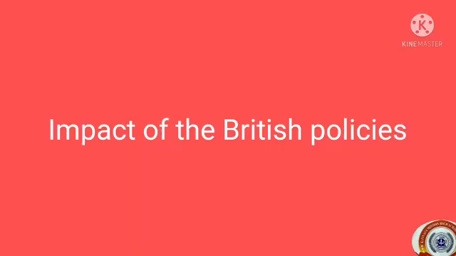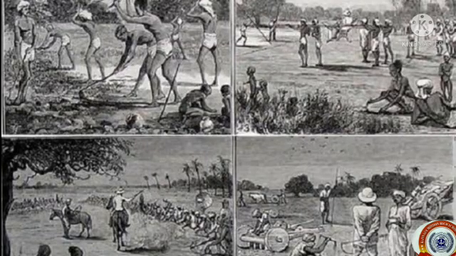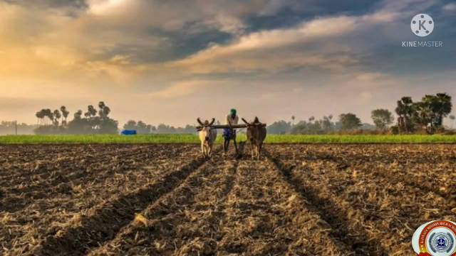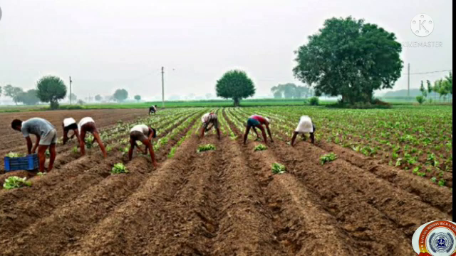Next, impact of the British policies. Farmers were one of the immediate victims of the British rule. It was the land revenue system implemented by the British that destroyed the backbone of the farmers. The aim of their tax policy was to maximize the income.